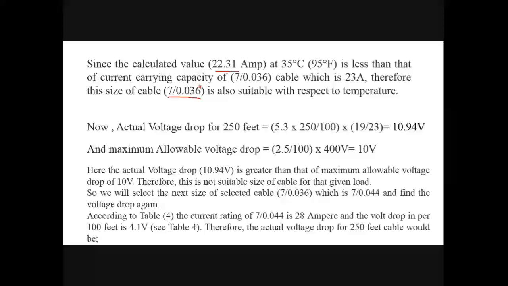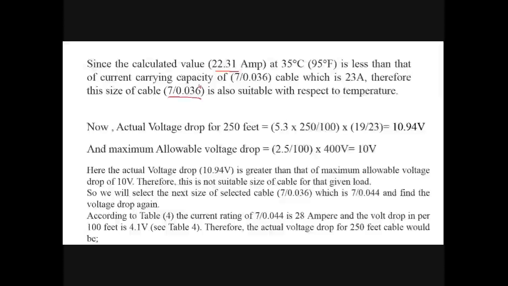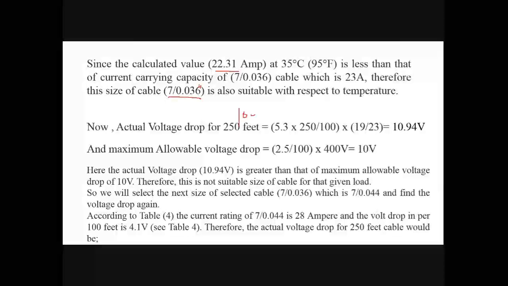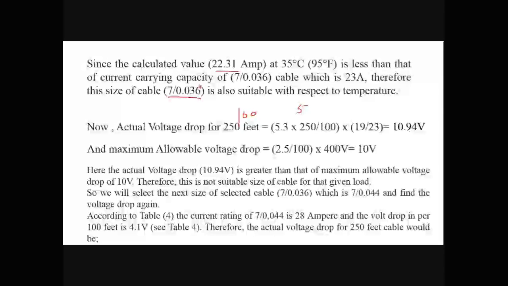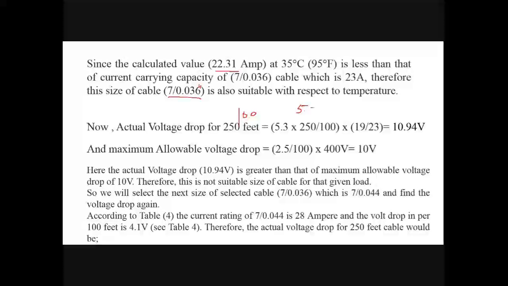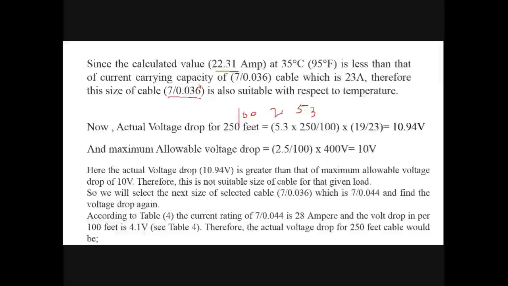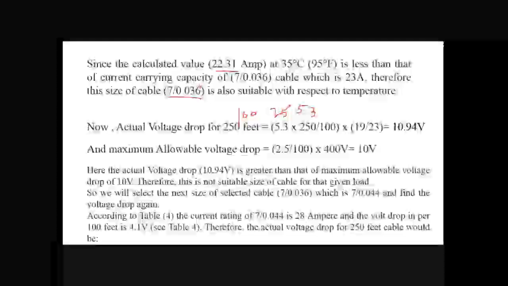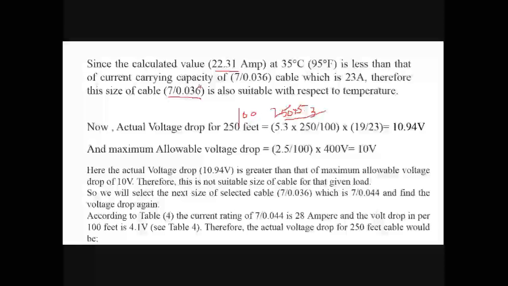What is the next term? The voltage drop they have given. For 250 feet, we have to find it out. For 100 feet, they have given 5.3. So for 100 feet, it comes as 5.3. We are interested in finding it for 250 feet, so we have to multiply this term with 250: 250 into 5.3 divided by 100.